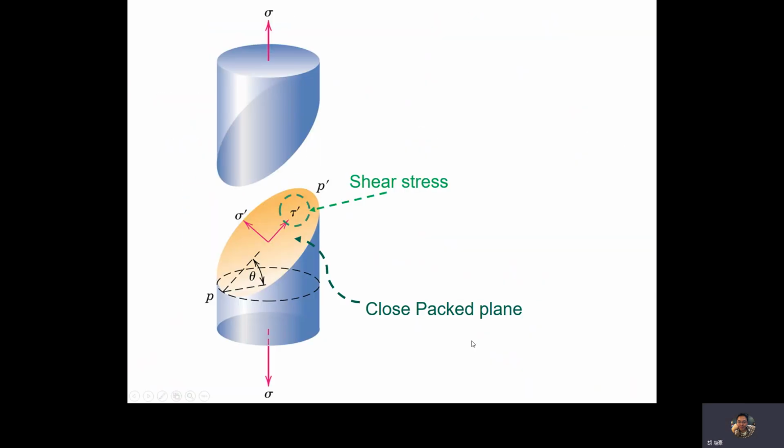So we already mentioned that when the slip process occurs, plastic deformation forms, right? And the plastic deformation is caused by the shear force inside the specimen. So this is the shear force along this close-packed plane, as a review from a previous chapter. We also call it a slip plane.